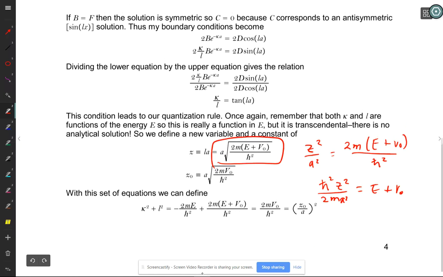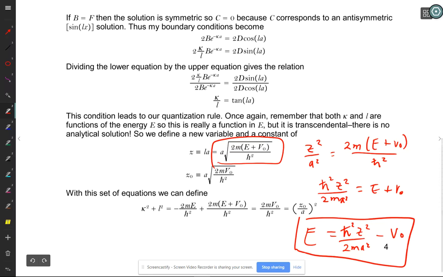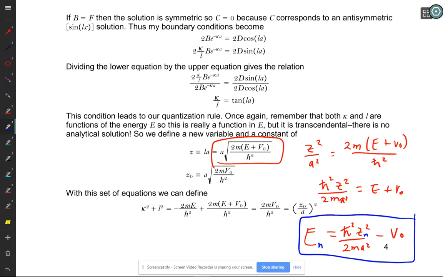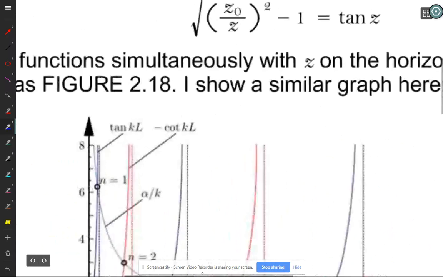And then finally, E is equal to, that's going to be a minus V0, so I'll put it at the end. h bar squared Z squared over 2ma squared minus V0. And so you put in each of the Z's you have, so I'm going to have a Z sub n, that's supposed to be an n, to get an E sub n. And so you get each of your E values, each of your energy values, based on what the Z value was when you had the crossing here.